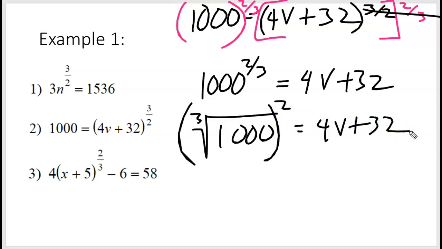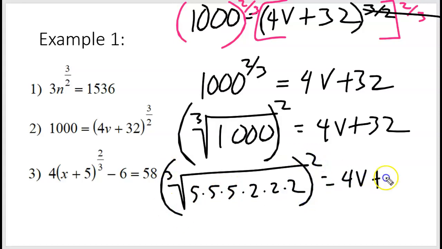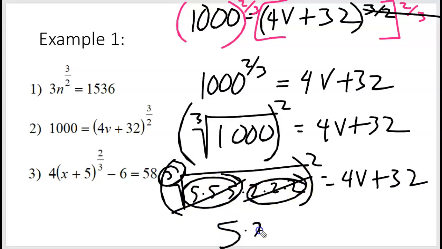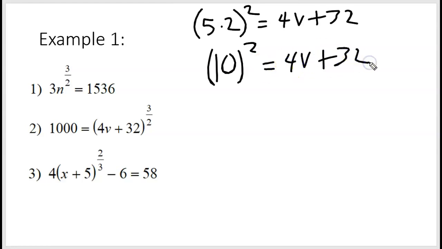We're going to break apart that 1,000 there, as much as you can. You're going to end up with 3 5s and 3 2s, if you do it correctly. So we're looking for groups of 3 again here. So I'm going to take out a 5, and I'm going to take out a 2. 5 times 2 is 10. And 10 squared is 100. So that's the end of step 3.